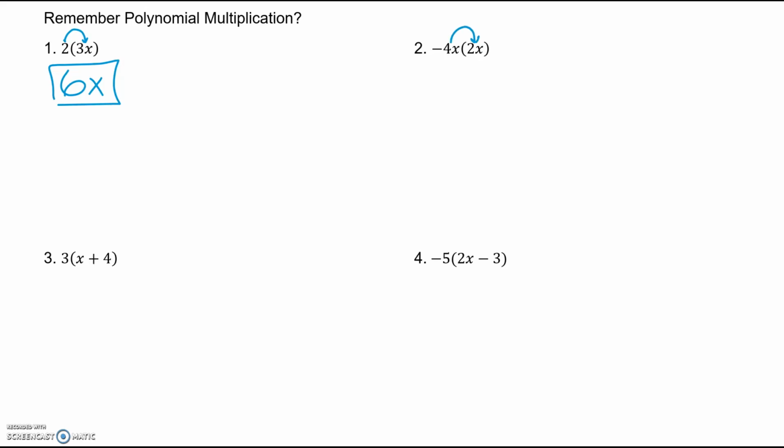Okay. Number 2, I actually have a coefficient and a variable that I'm going to multiply. So when I multiply this together, I multiply the coefficients with the coefficients. So I get a negative 4 times 2 is negative 8. And then I'm going to multiply the x times the x. Well, x times x, that means I have 2 x's now. So we notate that with a square. That says I have 2 x's, x times x. So negative 8x squared.